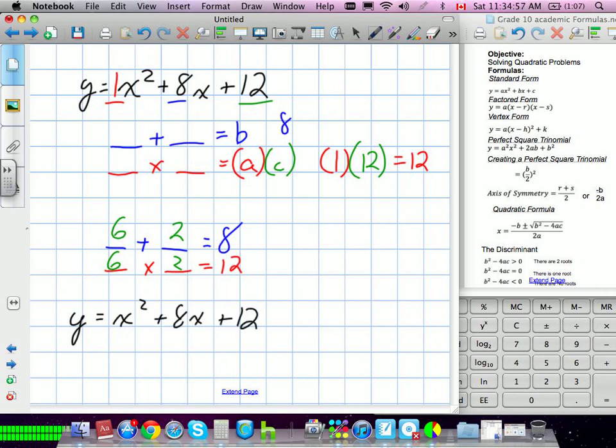It's technically the exact same thing, right? 2x and 6x are the exact same thing. So my next line reads y equals x squared plus 6x plus 2x plus 12. This is called decomposition. So we're decomposing the middle term. We're splitting it in two.